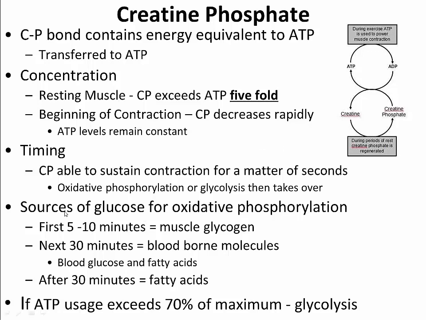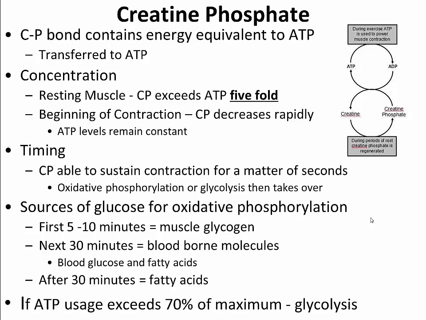Now, as we mentioned, that's only going to last for a couple seconds, and so we go down here to our next bullet point, and what we see is that after a couple of seconds, then either oxidative phosphorylation or glycolysis must take over. If the ATP usage is greater than 70% of the maximum rate of usage, then glycolysis is going to be the mechanism of choice for generating ATP.